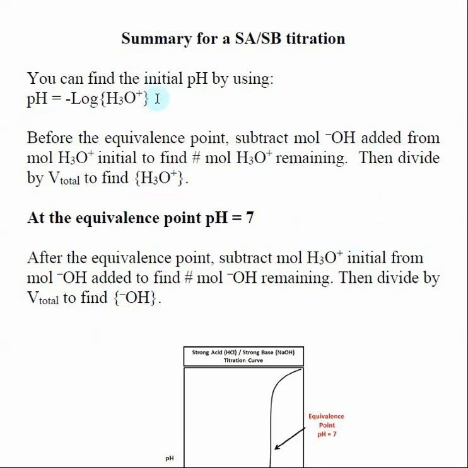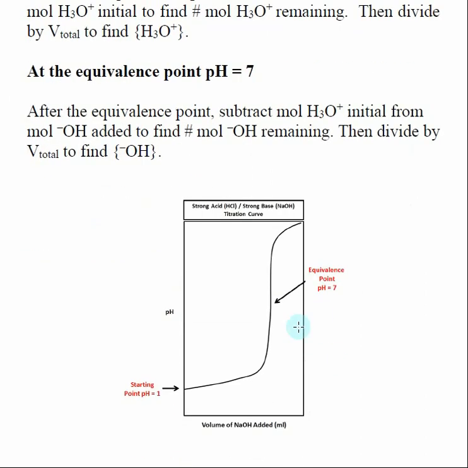So in the beginning, when we have added no base, the pH is found directly from the concentration of our strong acid. You just plug it into your pH equation. So here on our graph, that is our starting point.